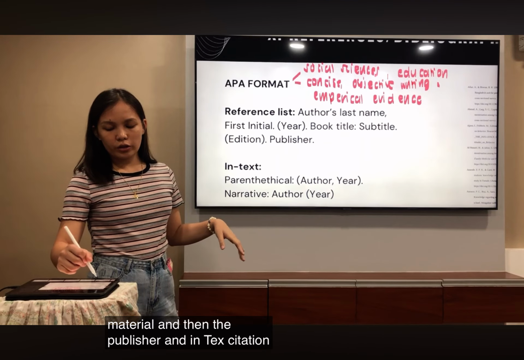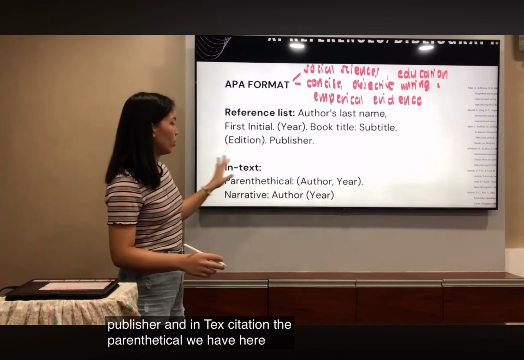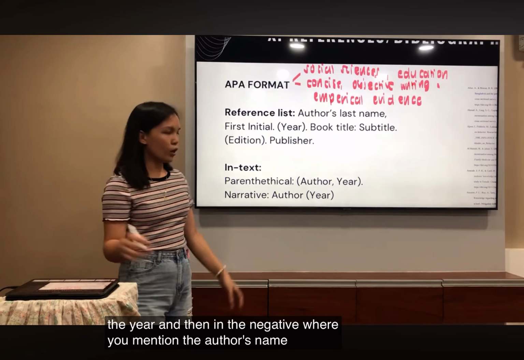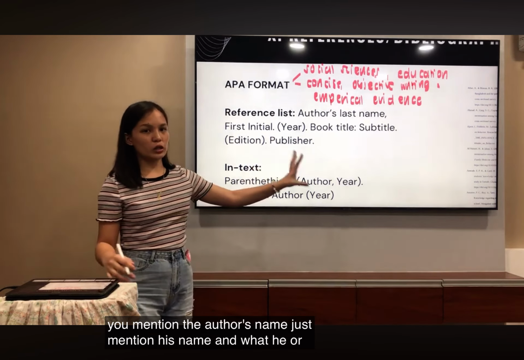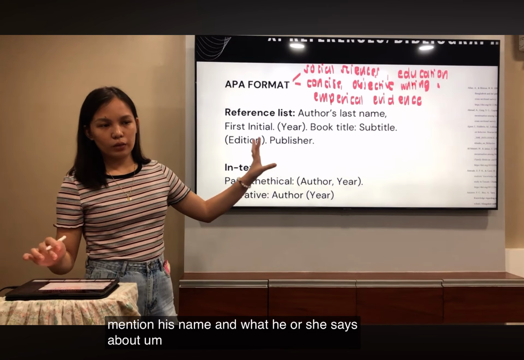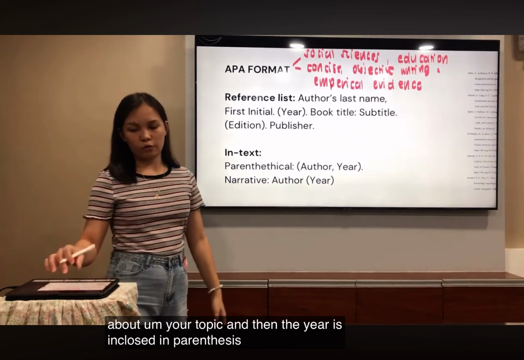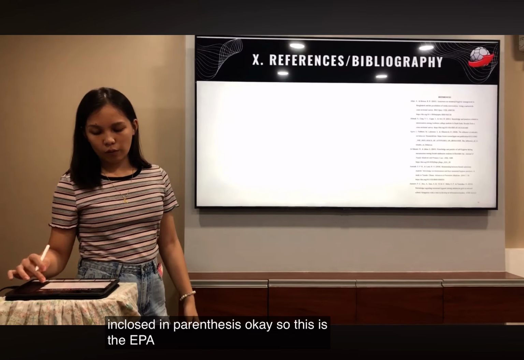And for the in-text citation, the parenthetical, we have here the author and the year, and then in the narrative, where you mention the author's name, just mention his or her name and what he or she says about your topic, and then the year is enclosed in parentheses. Okay, so this is the APA format.